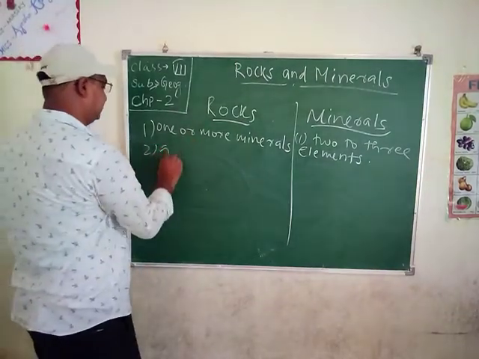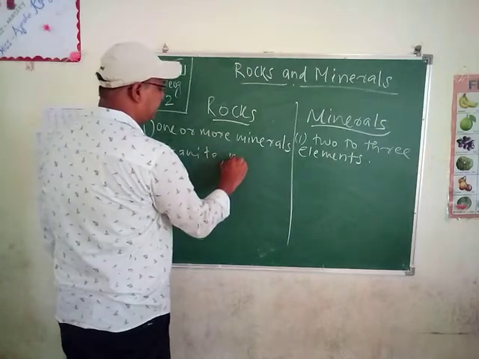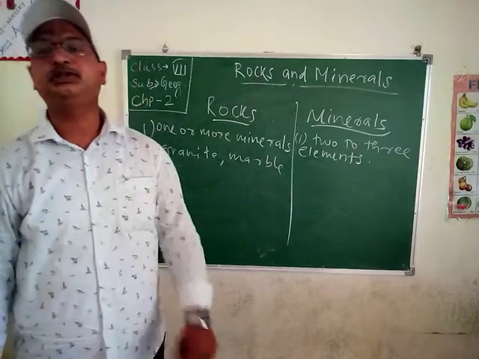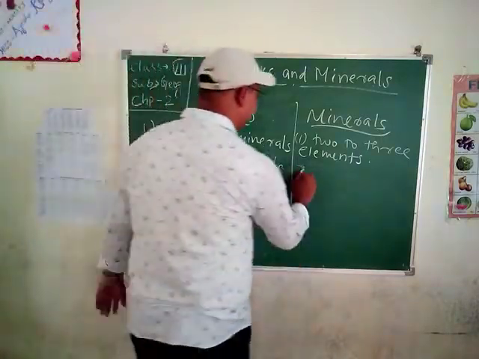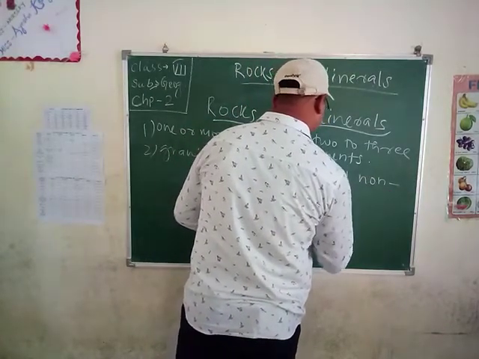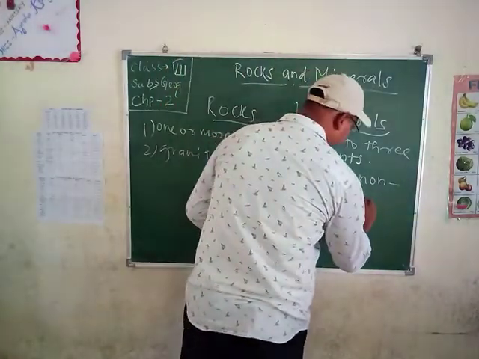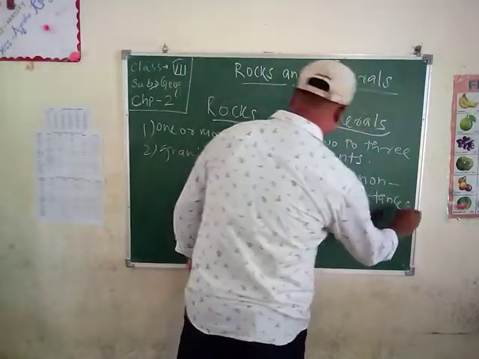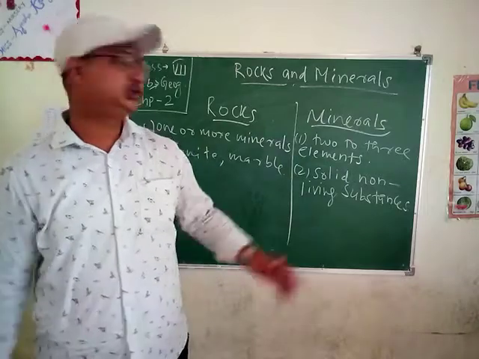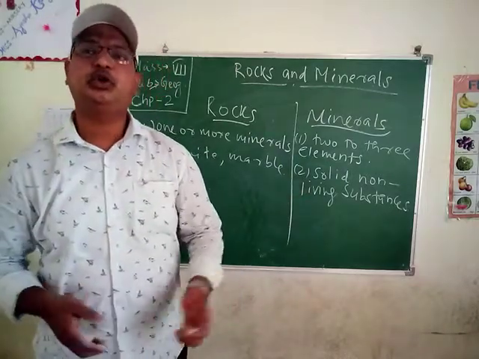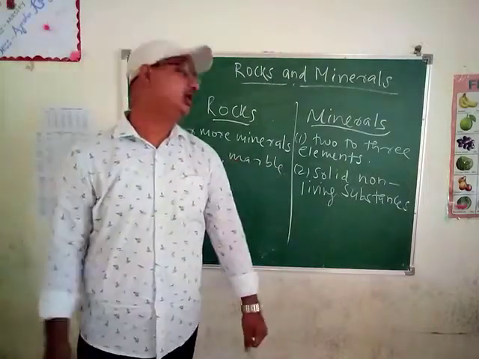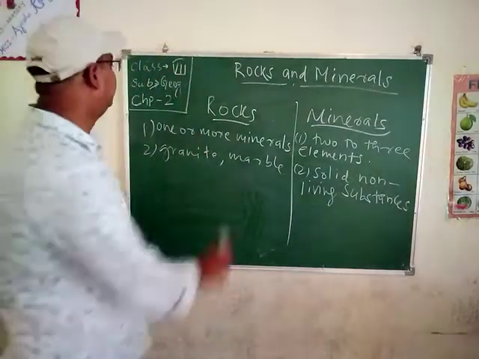So let us take the examples: granite, marble, sandstone, to name a few. But minerals are solid, non-living substances. Students, look here: solid, non-living substances, and they have provided us different metals and chemicals. That is all about the minerals. Then the last one: rocks do not have a definite chemical composition, whereas minerals have a definite chemical composition.